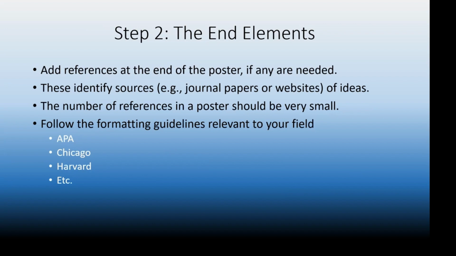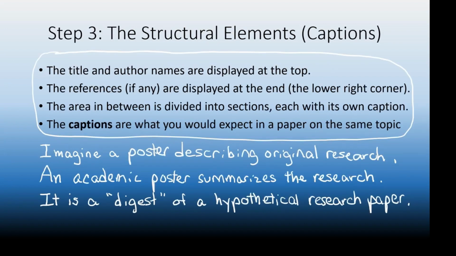Step 3 is to add the structural elements. The first element at the top of the poster shows the title and authors. The last element in the bottom right corner is the references. Divide the remaining area of the poster into sections and assign a caption to each. The captions are what you might expect in a published paper with your chosen title.